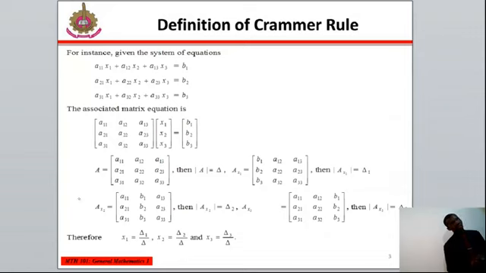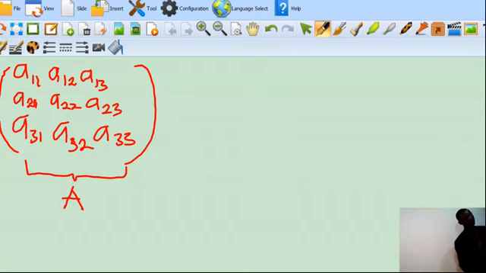Now let us see how we are going to obtain the determinant for our original coefficient matrix. Given this as your original matrix, let's see how we go about finding our determinant. I want you to note that the sign, if you want to find your determinant, will be plus for the first column, minus for the second column, and plus for the third column.